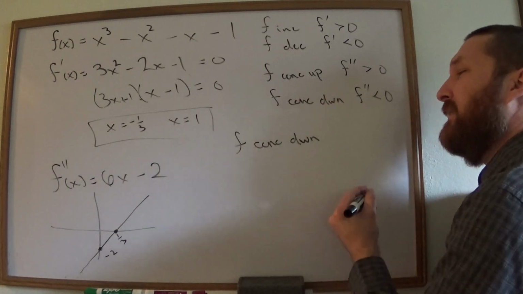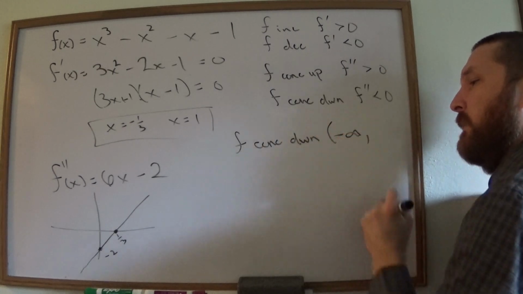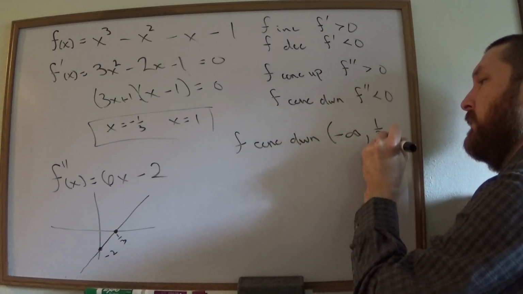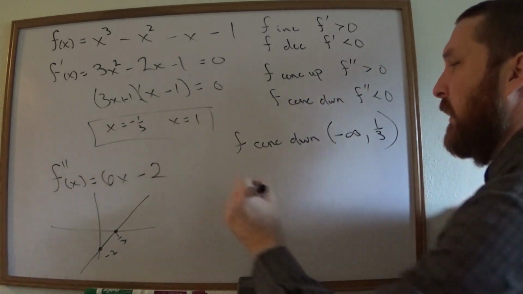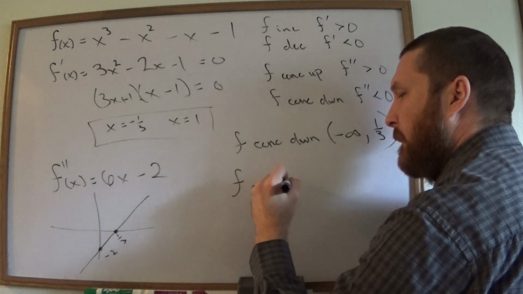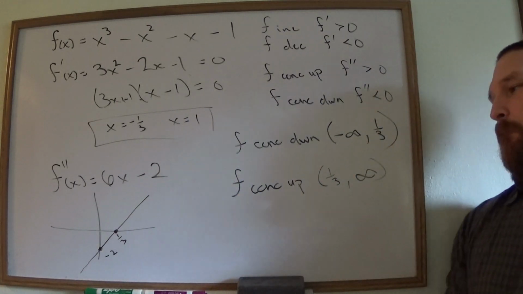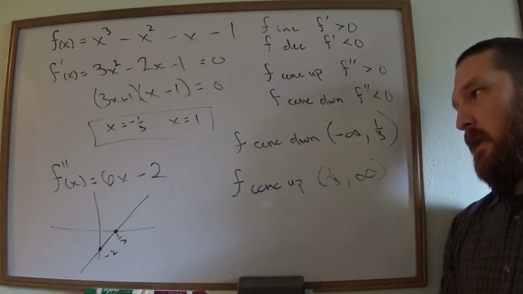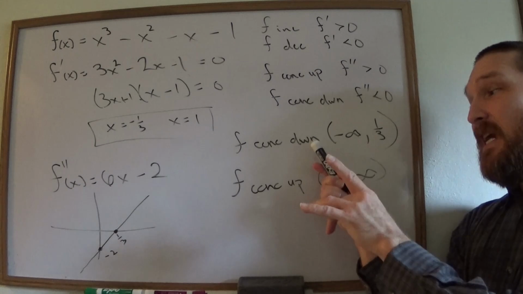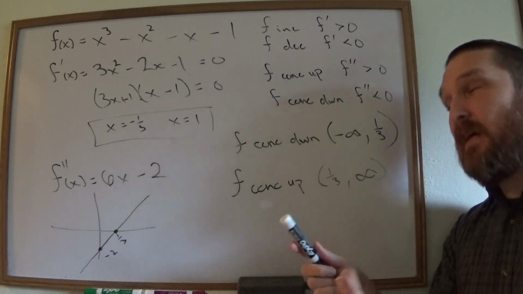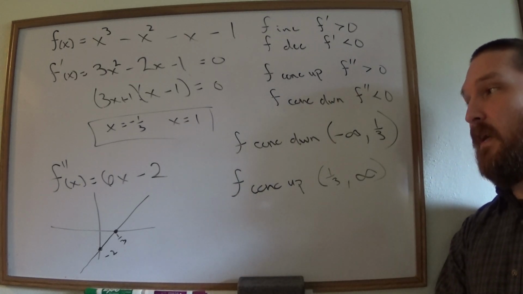So where is f concave down? From negative infinity to 1/3, excluding 1/3, because we don't know what's happening exactly at that point. And f is concave up from 1/3 to infinity. There you go. What about the inflection point? It would be at 1/3. The inflection point is where it changes concavity. If I were to ask you, where is its inflection point?